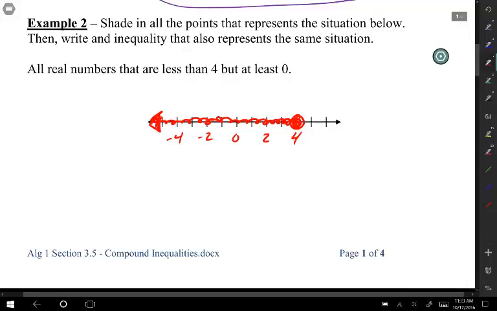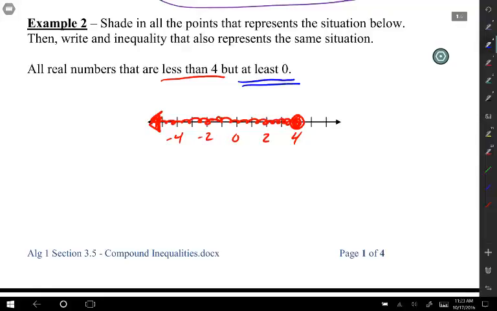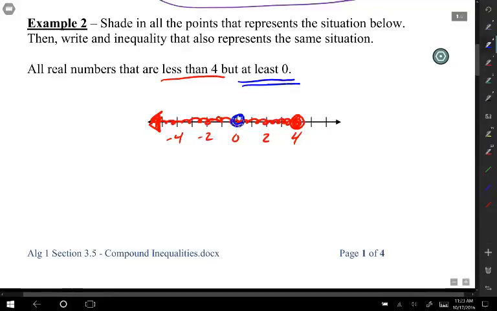Okay, now I'm going to change colors. So that's less than 4. I'm going to go at least 0. What does at least 0 mean? 0 or what? Or more. Okay, do I include 0 in 0 or more? Yes. Okay, so include 0. 0 or more.